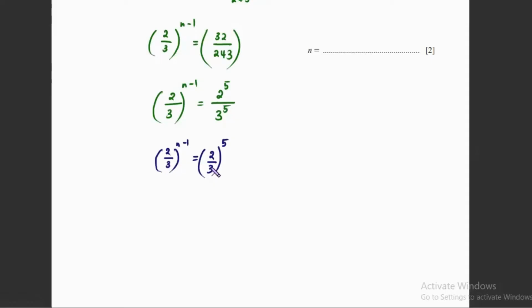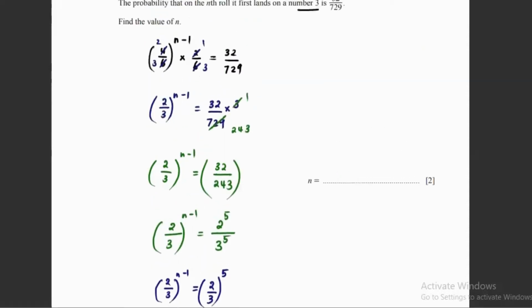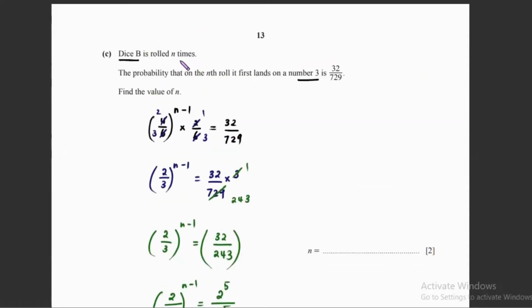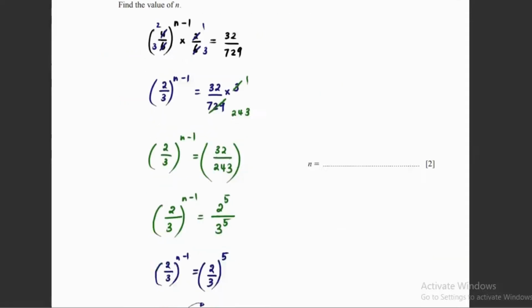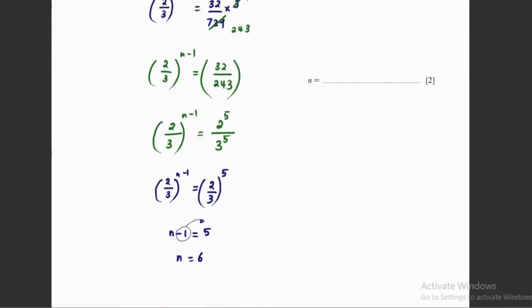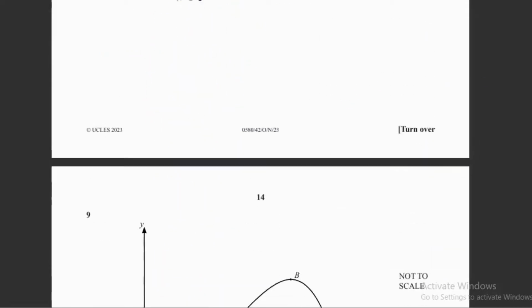Now the bases are equal. Therefore, I can say that the indices are equal, which means this n minus 1 is equal to this 5. To find the value of n, I need to bring this minus 1 to the other side. That becomes plus 1. So the value of n is 6, which means the dice is rolled 6 times. On the 6th time is when we get a 3. Before that, we do not get a 3. So the value of n is 6. Let's move on to question 9.